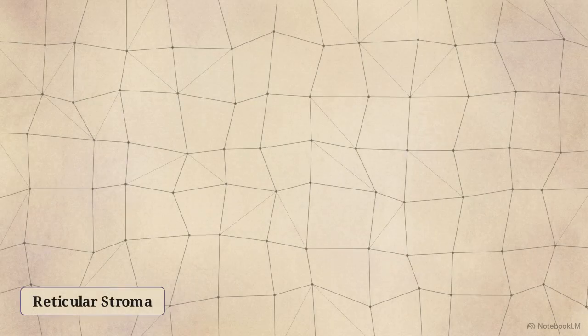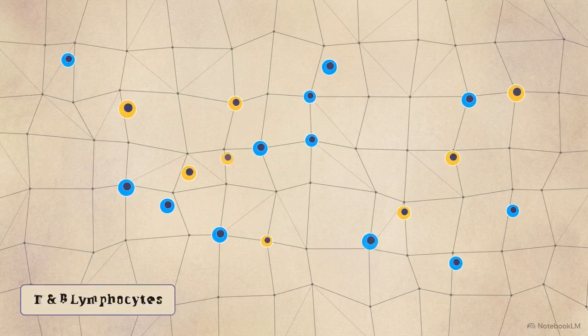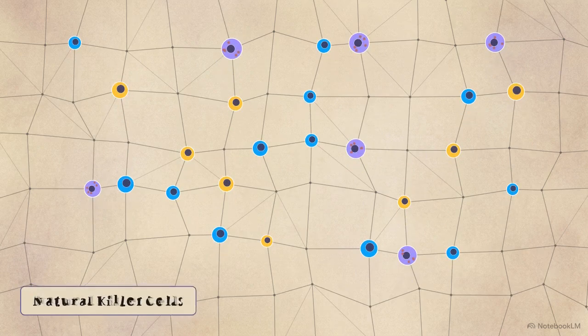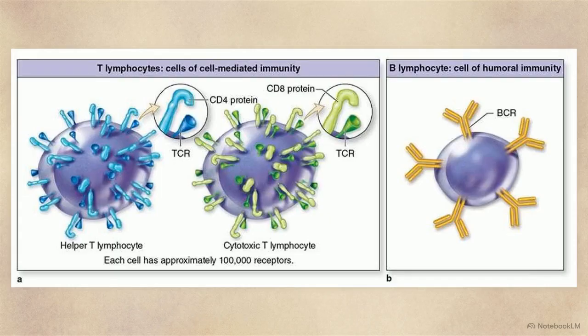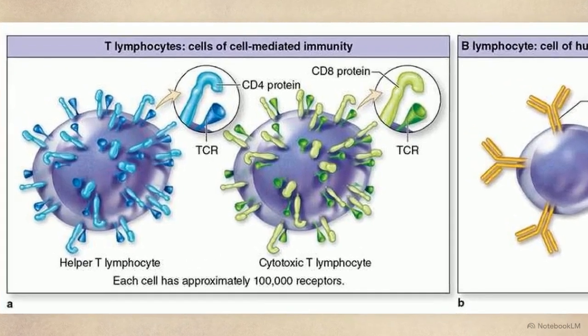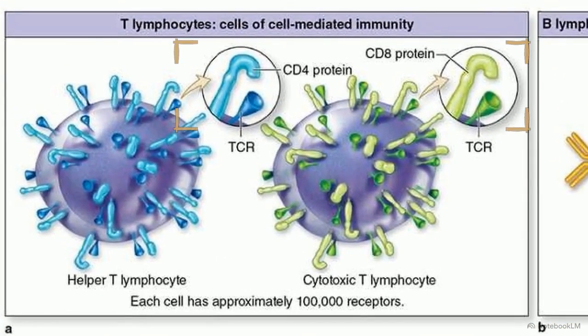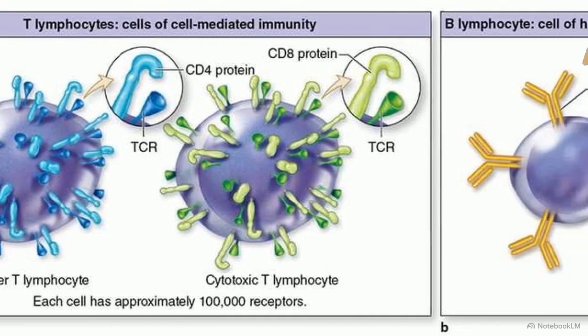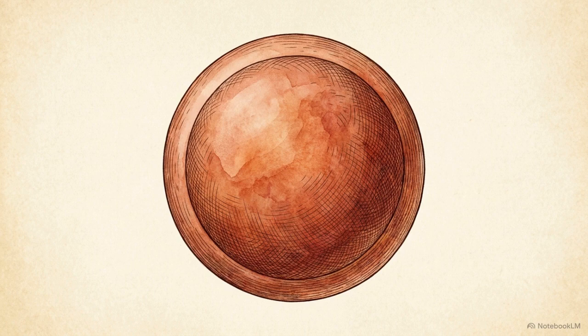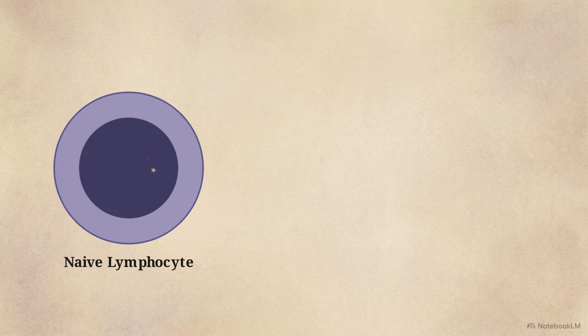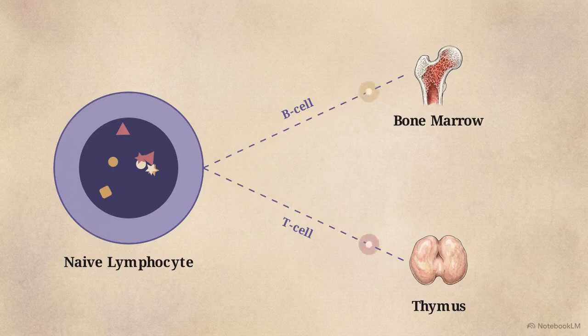Several core cellular players are embedded in this tissue: T and B lymphocytes, natural killer cells, and various antigen-presenting cells, or APCs. This diagram shows how adaptive lymphocytes are defined by their surface receptors. On the left, T cells utilize T cell receptors, which require CD4 or CD8 co-receptors to function. On the right, B cells rely on membrane-bound immunoglobulins to bind antigens directly. These naive cells are initially non-functional and potentially dangerous. They require strict histological education to differentiate self from non-self, a journey that begins in the primary lymphoid organs.